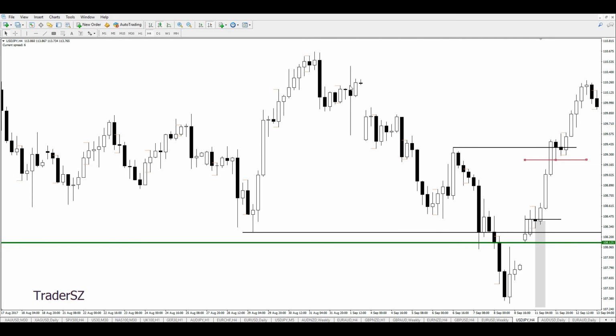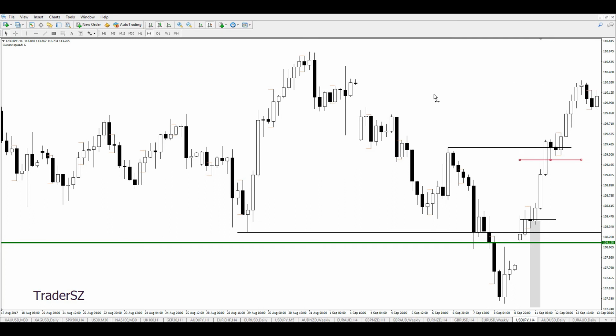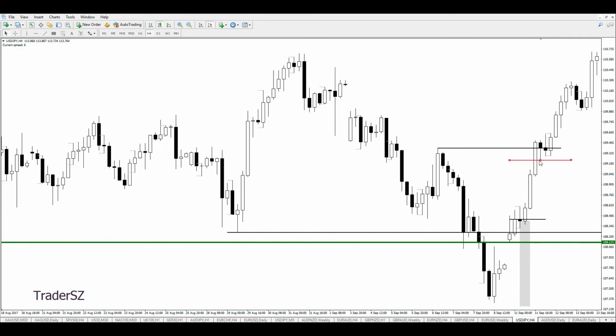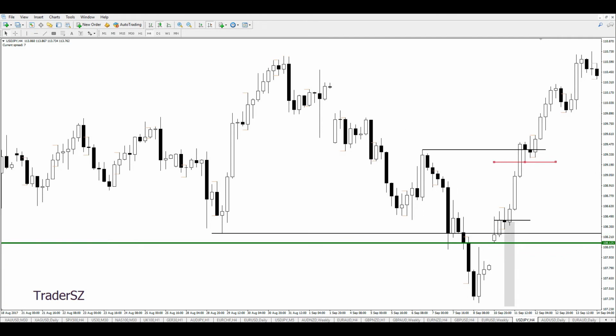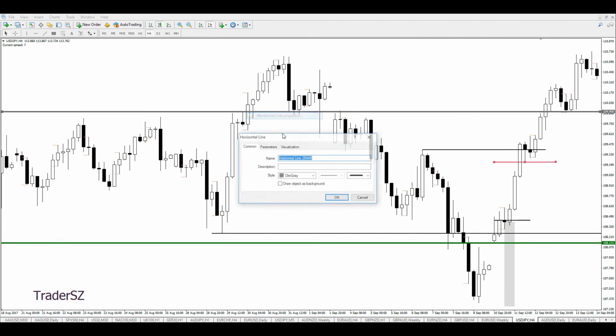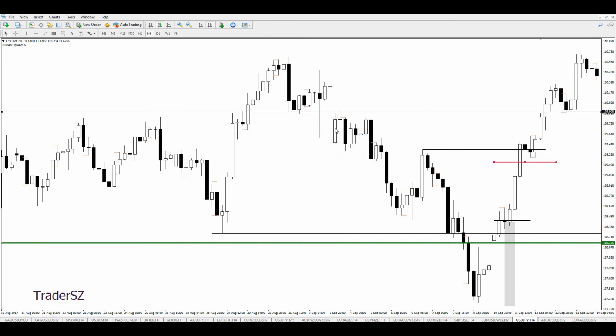Okay, good idea to take some off. At which point would I trail my stops? Not yet. There. So what do we have here? We've got SR here. Support. So I'm going to do it in a different color so it doesn't get in the way. Okay, there.